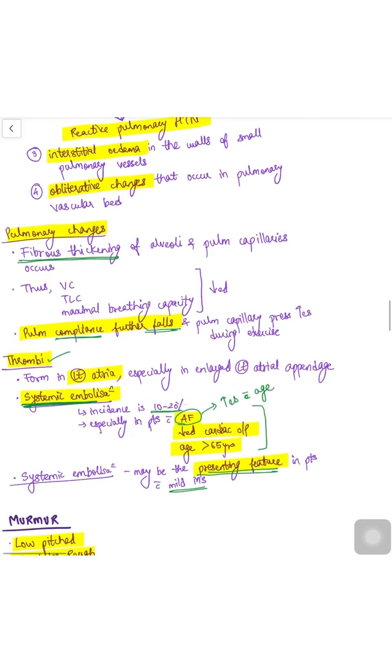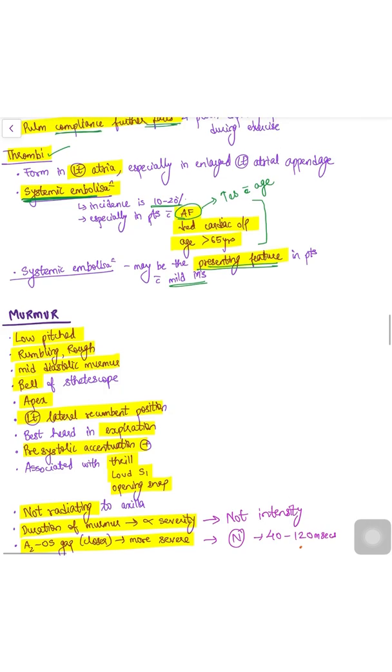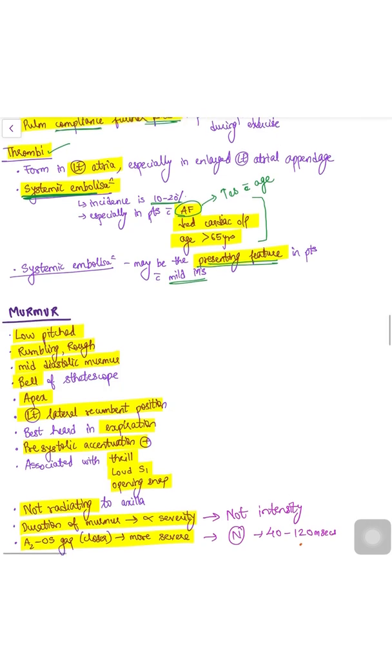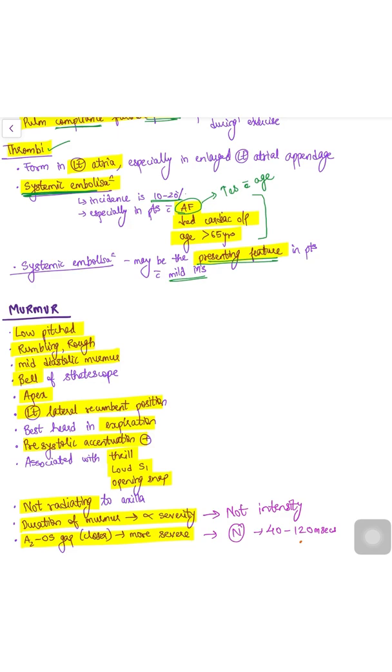What is the murmur of MS? The murmur of MS is classically described as a low-pitched, rough, rumbling, mid-diastolic murmur, which is best heard with the bell of the stethoscope at the apex, that is the fifth intercostal space, 1.5 centimeter medial to the mid-clavicular line, in the left lateral recumbent position. It is best heard in expiration. It has a pre-systolic accentuation. It can be associated with a chill, a loud S1, an opening snap.